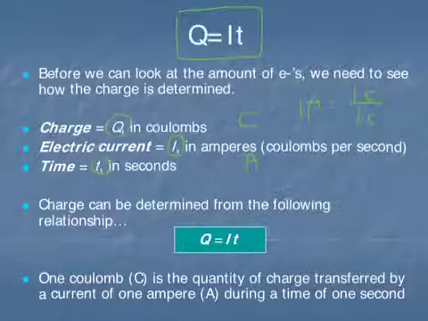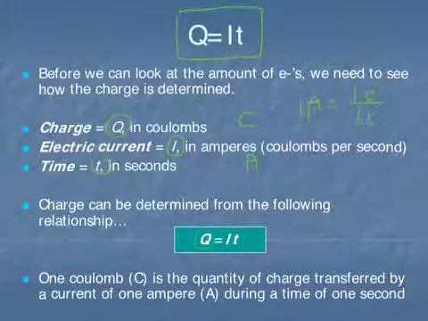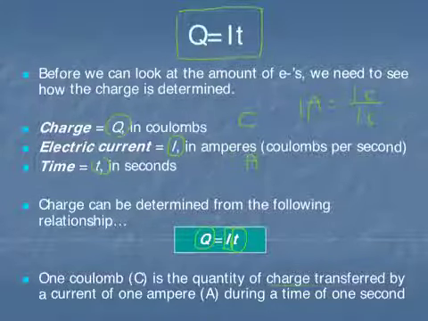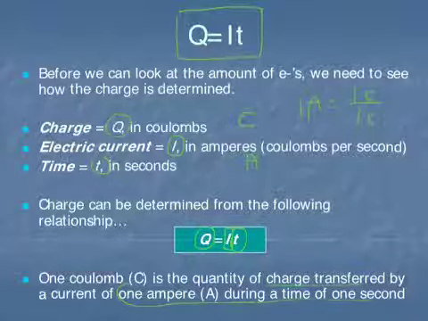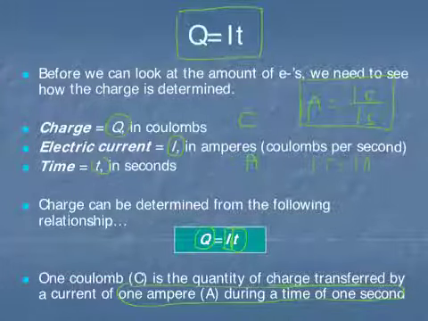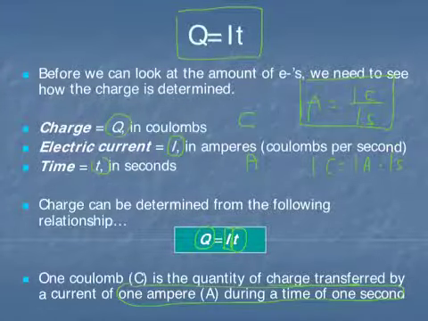Using this formula, we can then determine the quantity of charge that is transferred in a reaction if we know the current that was going through, as well as the time the current was applied for. And 1 coulomb is the quantity of charge transferred by 1 amp during 1 second of time. So again, 1 amp equals 1 coulomb per 1 second. So 1 coulomb equals 1 amp multiplied by 1 second.